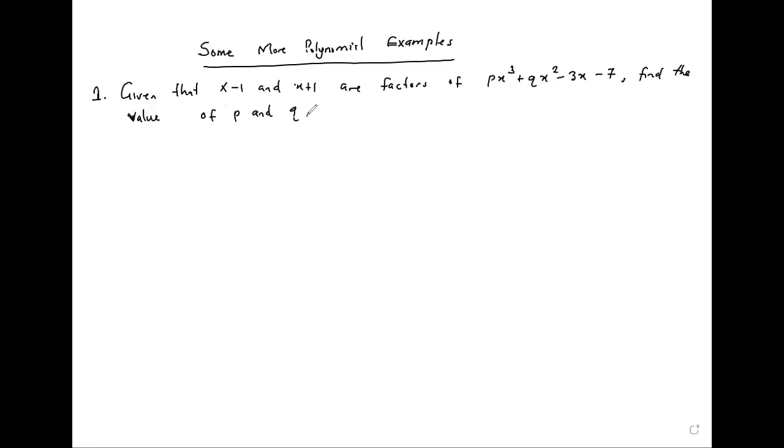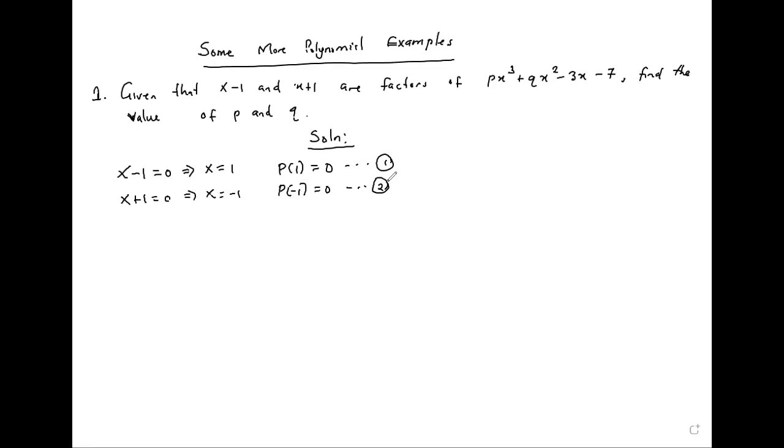To be a factor is to go into the function and give a zero as a remainder. That means for x minus 1 to be a factor, when we equate it to zero, this value of x must give us zero. We'll have this as equation one. x plus 1 equated to zero gives us negative 1. This value should also give zero, so that we have equation two. We'll solve equation one and equation two simultaneously to get the values of P and Q.